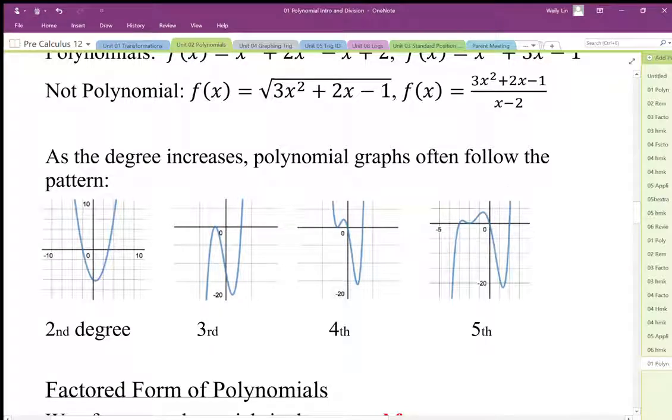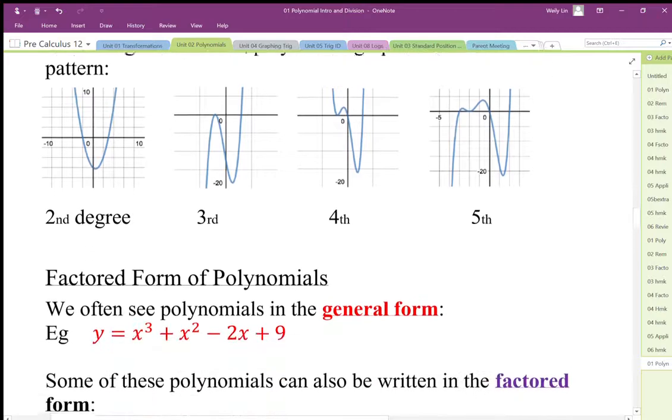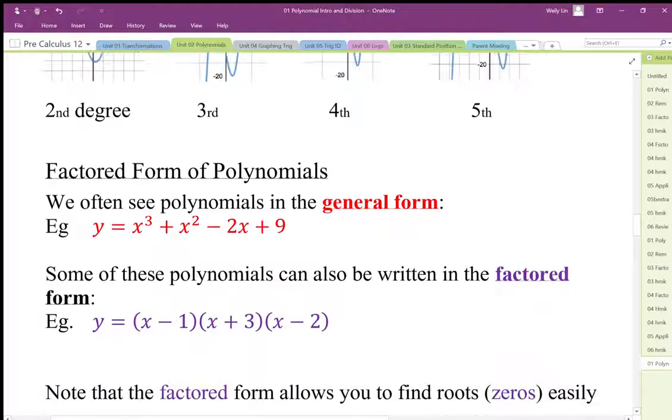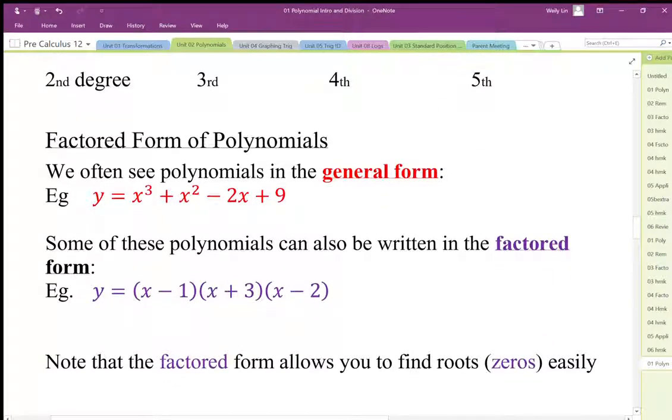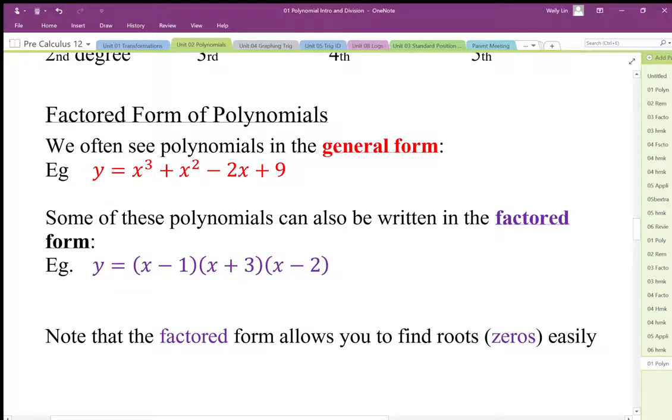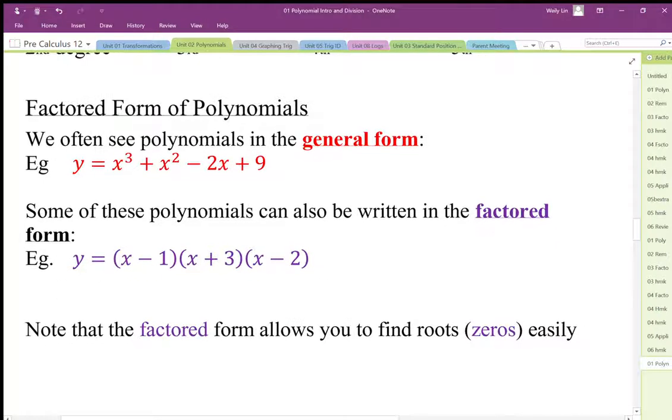And this shaping of the graphs also gives us an indication of the number of possible solutions, or the number of possible times it could cross the x-axis. Again, it's important to understand this connection between degree and shape, and between shape and number of solutions, because the number of solutions is actually what's key. So when we talk about the form of the polynomials, there's a general form, and then there's a factored form.